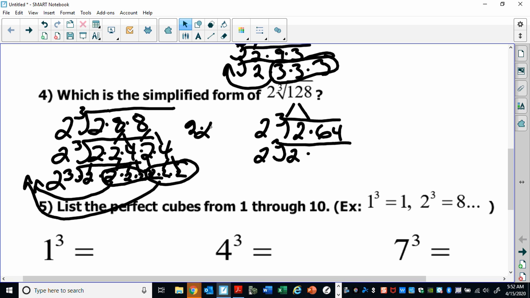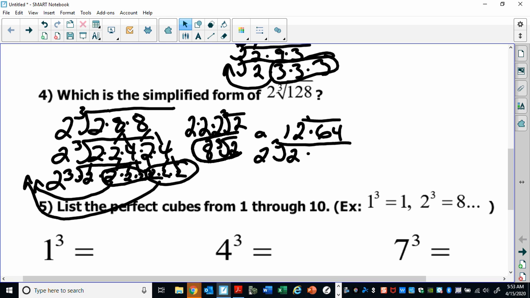times 2. Man, this thing doesn't want to work for me today. Let's see if I can erase that there. So we're going to go 2 times 2 times 2 times the cube root of 2. 2 times 2 is 4, times 2 is 8. So the answer is going to be 8 times the cube root of 2.